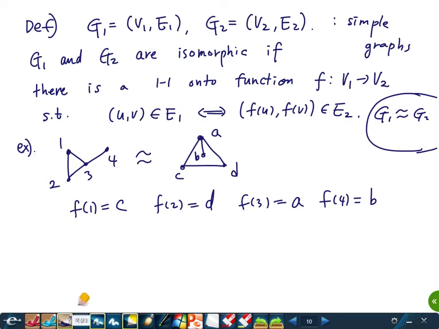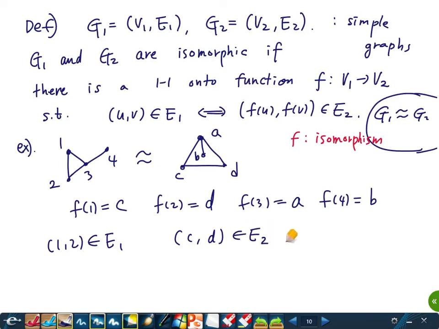But why? Why is this true? Why is this an isomorphism? So F is called an isomorphism. Why is F an isomorphism? For every two vertices, say, for instance, 1, 2, consider this. 1, 2 is in the edge set E1, right? And what are the images of this? F1 equals C, F2 equals D, CD is also an edge over here, right?